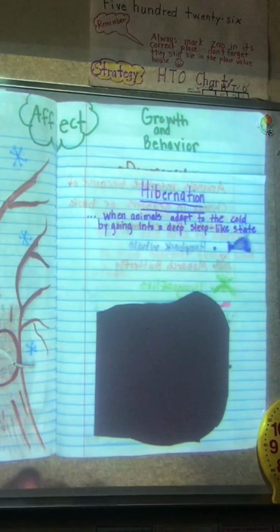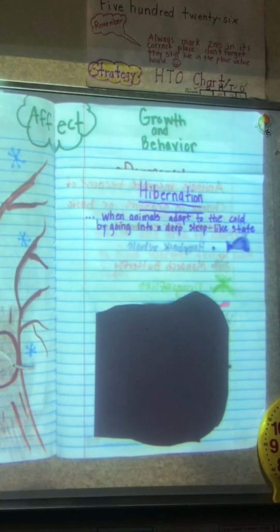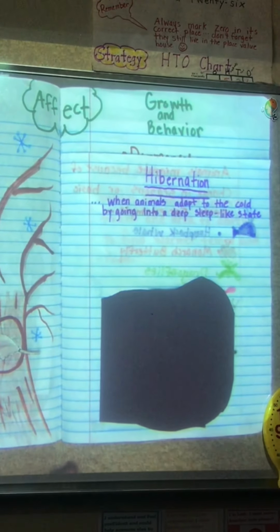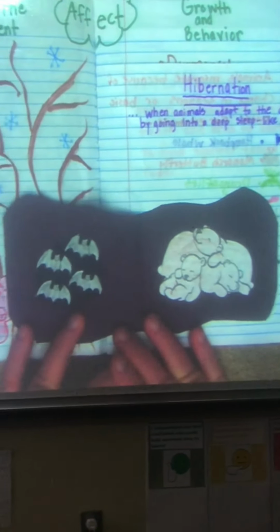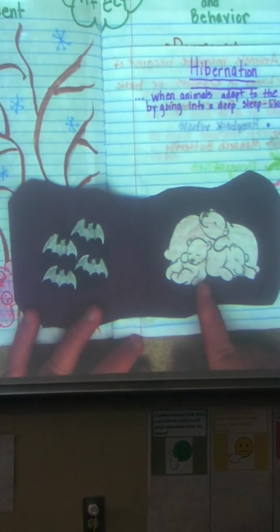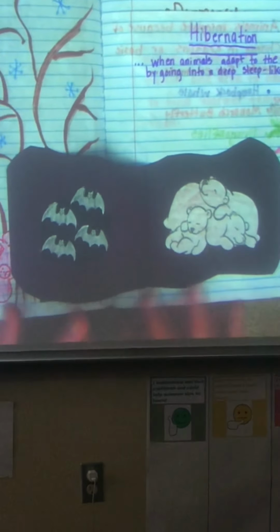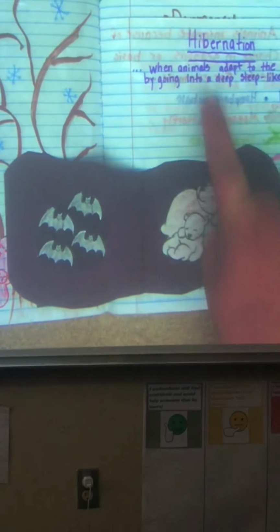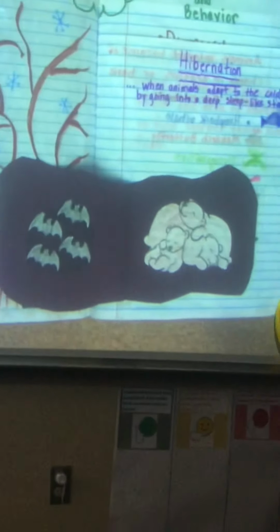So what are some animals you think that hibernate? Think about that for a second. Share with your parents animals that you think hibernate. Well, some animals that hibernate are bats and bears. Both of them go into caves or dark areas to hibernate. And hibernation is when animals adapt to the cold by going into a deep sleep-like state.